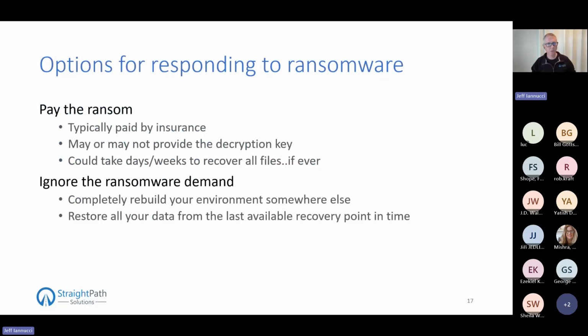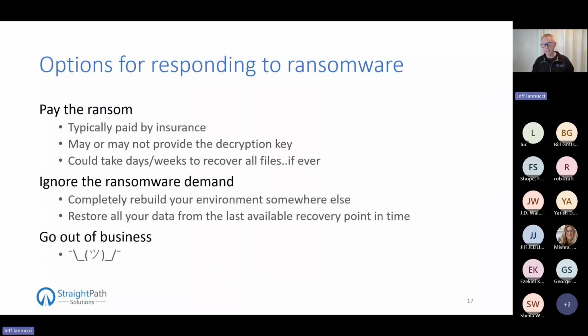But if you have a virtual environment and you have it replicated somewhere, if you have backup copies of your servers and of your database that can be restored, you have the ability to just sidestep the whole thing and say, you know what, we're just going to move all our stuff virtually over here.